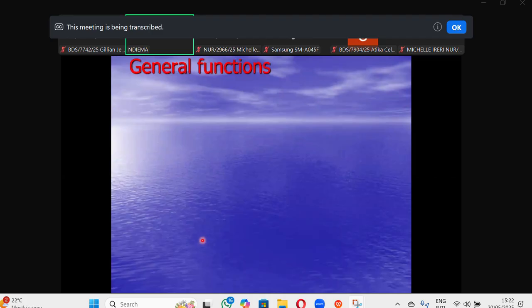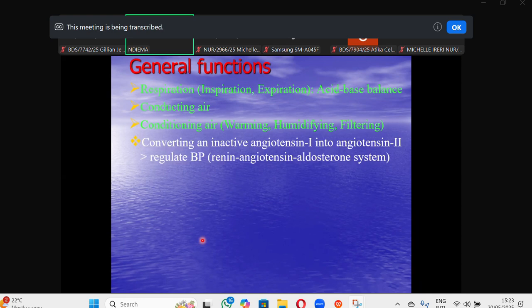So in summary, we noted the general functions of the respiratory system. We discussed them. Respiration, which involves inspiration and expiration. Also acid-base balance, which we talked about. Conducting of air, the entire conducting system. Conditioning of air, which we talked about: warming, humidification, and filtration.